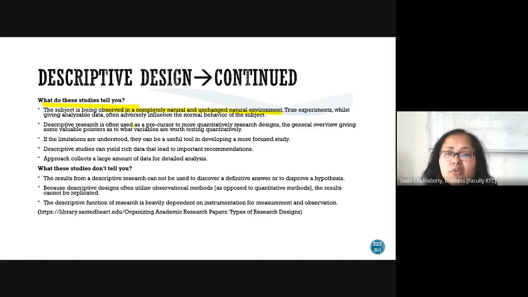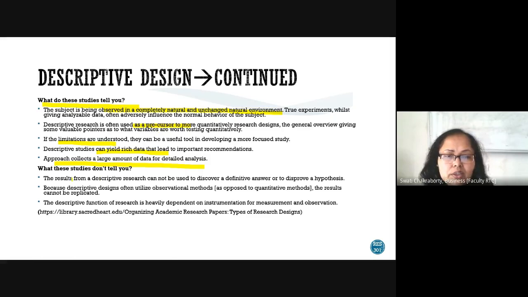It is also used as a precursor to more quantitatively researched designs. If the limitations are understood, it can be used in developing a more focused study. Sorry, it can yield very rich data, which can lead to some important recommendations. The approach collects a large amount of data for detailed analysis. So you have to collect a lot of data.